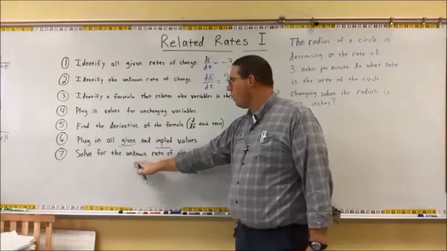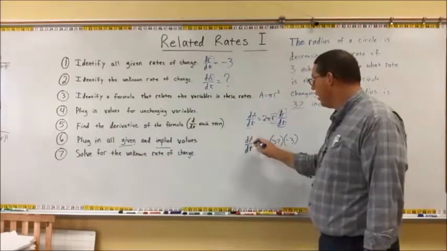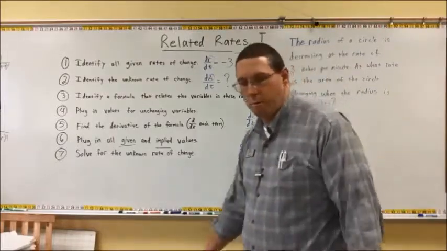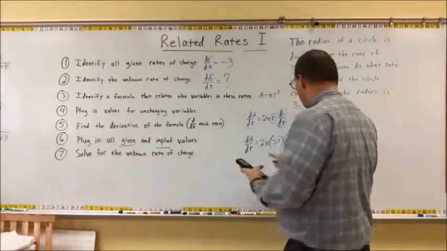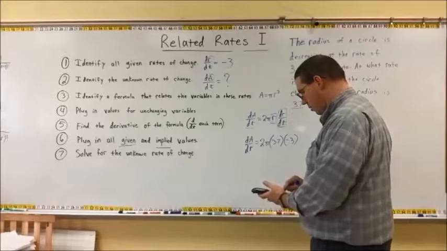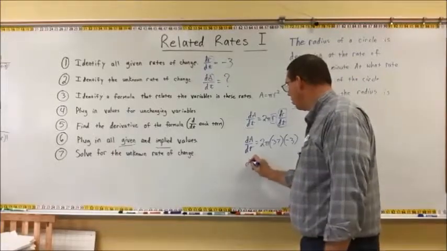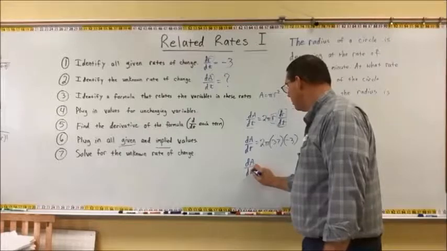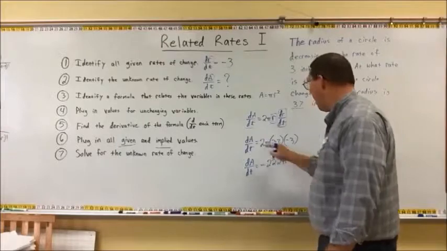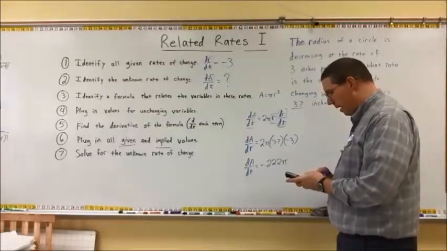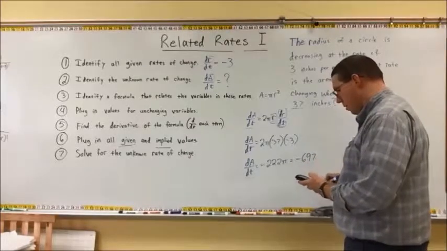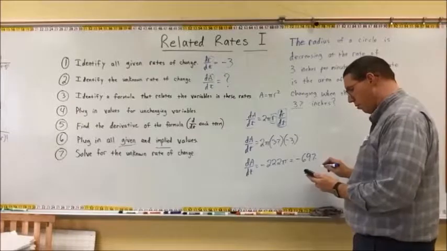Step 7, solve for the unknown rate of change. Well, dA/dt is the unknown rate of change, and all I have to do is multiply these numbers together. So let me grab a calculator here. I'm going to go 2 times 37 times -3. That gives me -222. So dA/dt is equal to -222 pi. Now, if I were to multiply this by pi, that would give me -697.4336.